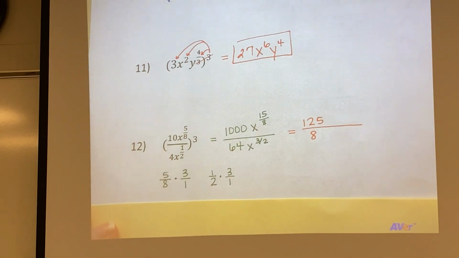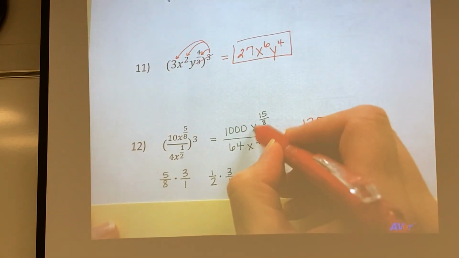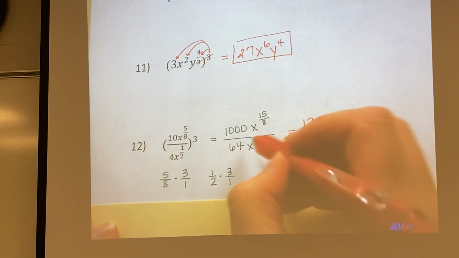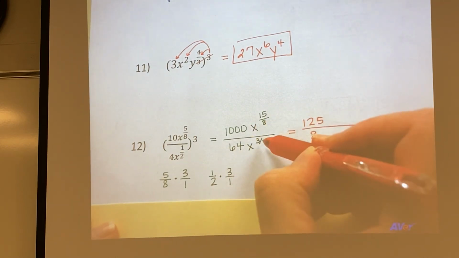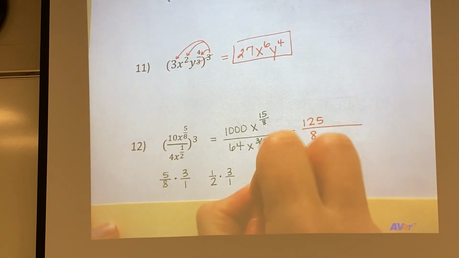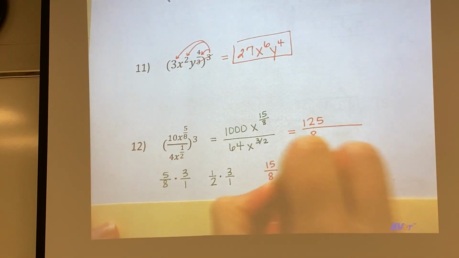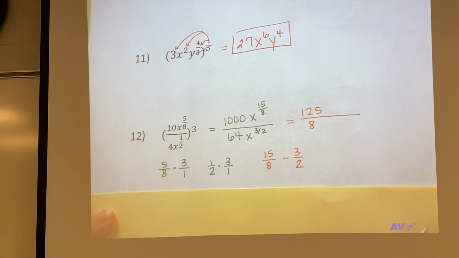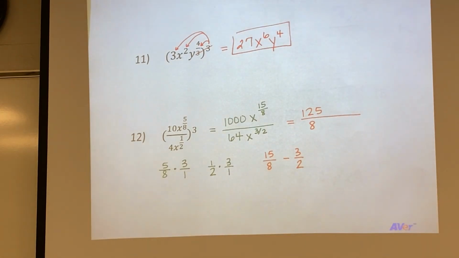Now the other thing we need to simplify here is we have x and x, the same base. So we need to simplify these exponents. When we're dividing, to simplify exponents, you subtract. So we need to take 15/8 and subtract 3/2. Now hopefully you remember, in order to subtract fractions, they have to have the same denominator. So multiplying doesn't matter, but when you're adding and subtracting, they have to have a common denominator.